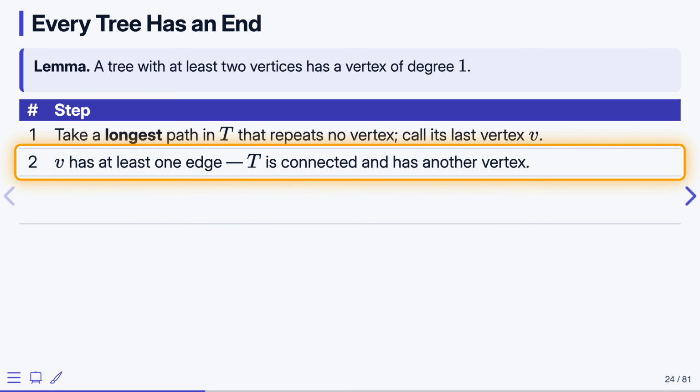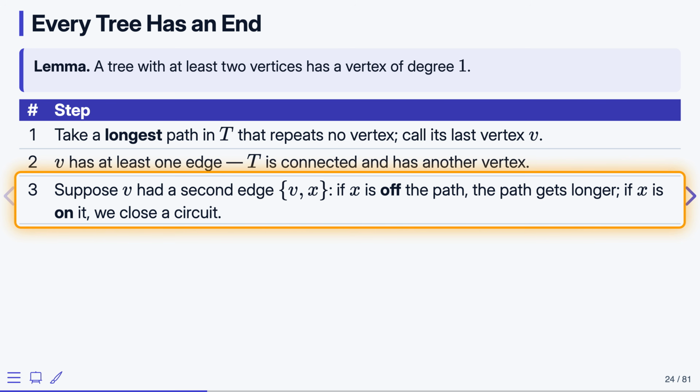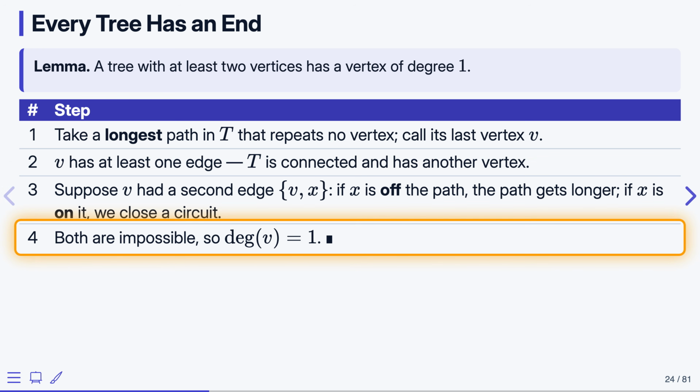Step 2. That dot has at least 1 edge, the one the path arrived on. The tree is connected and has another dot, so V cannot sit alone. Step 3. Now suppose V had a second edge. Going to some dot X, there are only 2 cases. Either X is not on the path, and then we could walk 1 step further, so our path was not the longest. Or X is already on the path, and then the path plus that edge forms a circuit, which a tree never has. Step 4. Both cases are impossible. So V has exactly 1 edge, and its degree is 1.